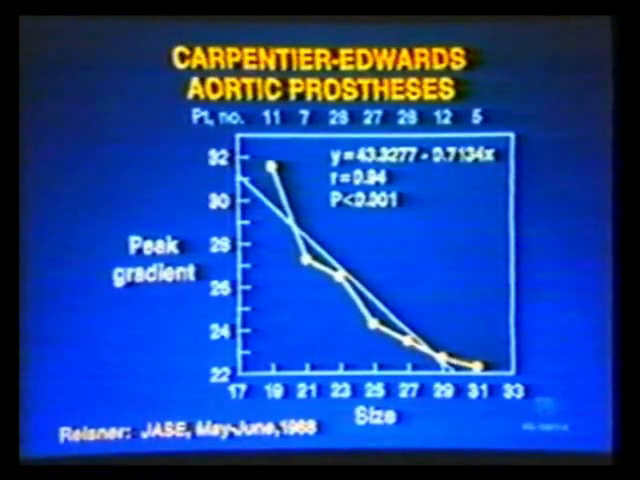This is a similar graph for a bioprosthesis, the Carpentier-Edwards heterograft. Once more, we observe a significant decrease in maximum gradient with increasing valve size. This same trend was also found for mean gradients across these prostheses.